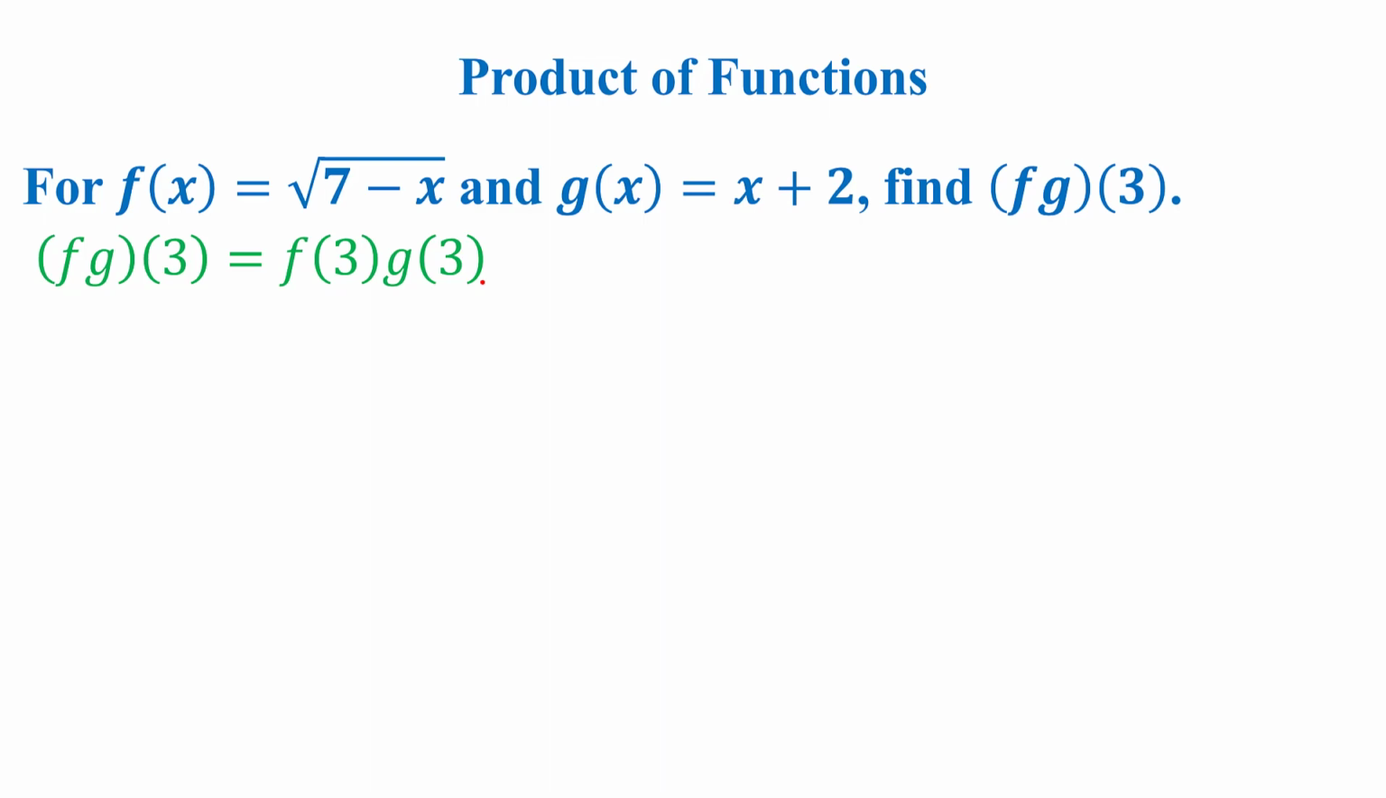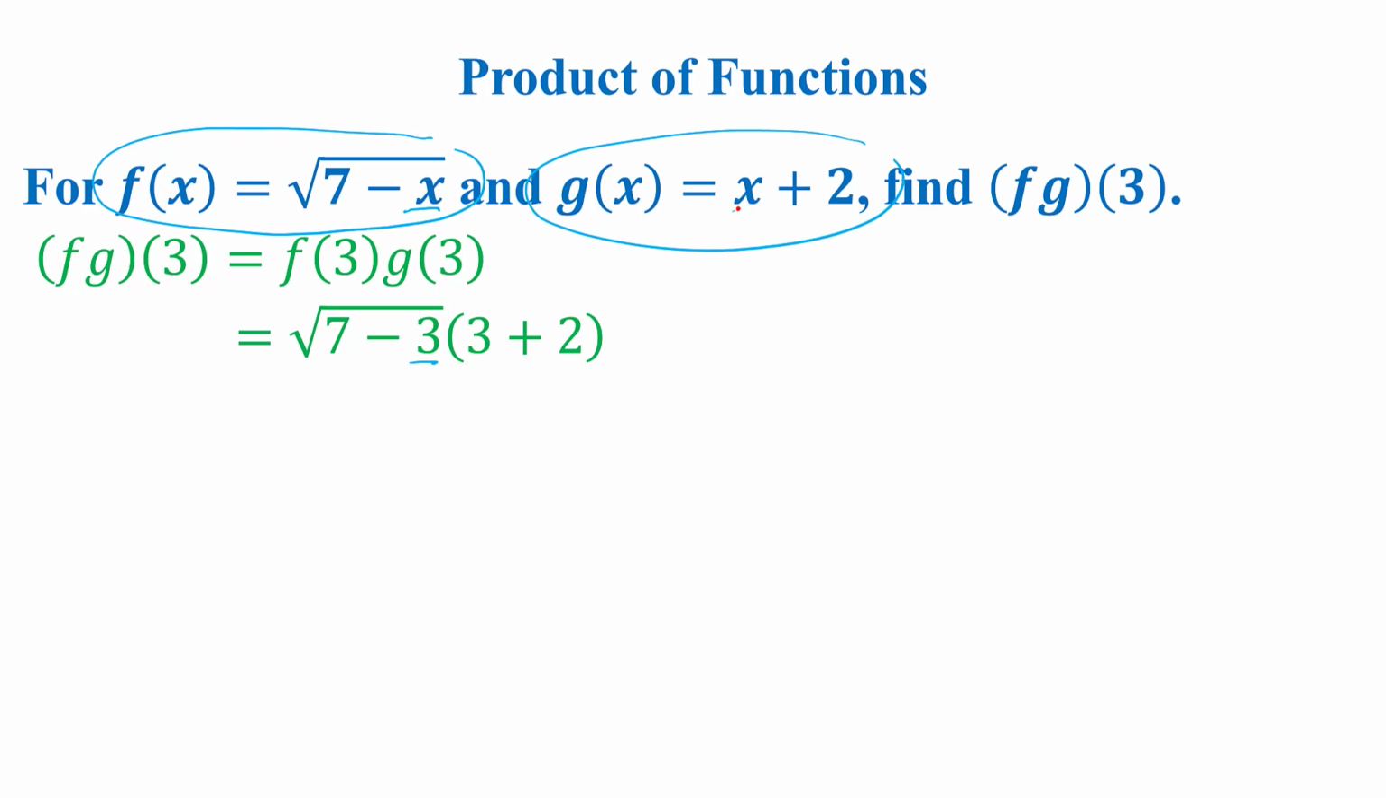Okay, so to determine what f of 3 is, we look at f of x, and wherever I have an x, I'm going to replace that with 3. So we have the square root of 7 minus 3. For g of 3, we look at g of x. Wherever there is an x, I replace that with 3. So instead of x plus 2, we would have 3 plus 2. Then simplifying, the square root of 7 minus 3 is the square root of 4, or 2. 3 plus 2 is 5. And then finally, 2 times 5 gives us 10 for an answer here.